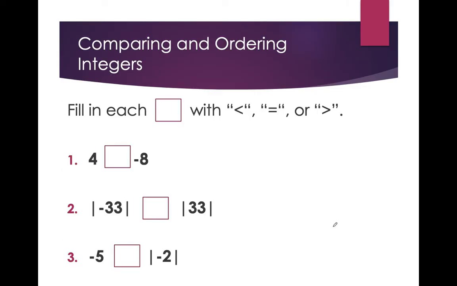Fill in each blank with less than, equal to, or greater than. Number 1, 4 is greater than -8. Number 2, the absolute value of -33, which is 33, is equal to the absolute value of 33. They're both 33. And number 3, -5 is less than the absolute value of -2 because that is +2.